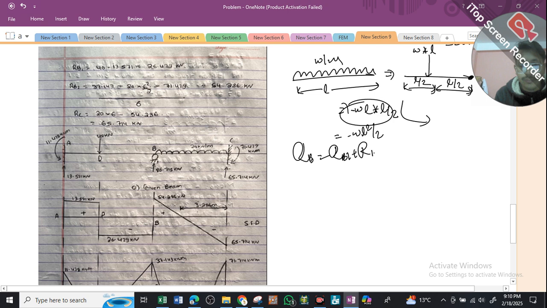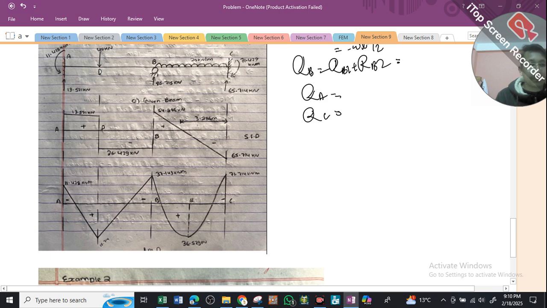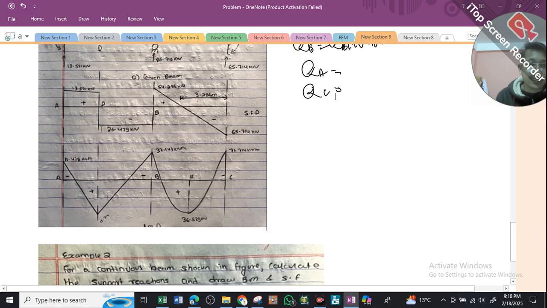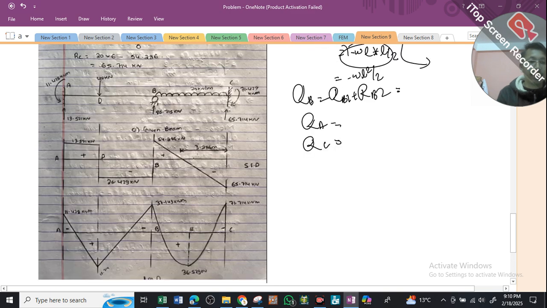You have got the value of RA as well. You have got the value of RC as well. So we have our value of RA as 13.571, RB is 86.71, RC will be 65. So what you need to do next is draw your shear diagram. Right now I'm going to explain briefly how you can draw your shear diagram.